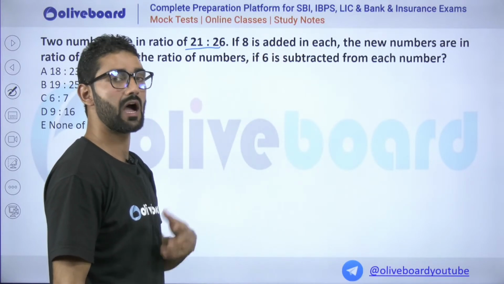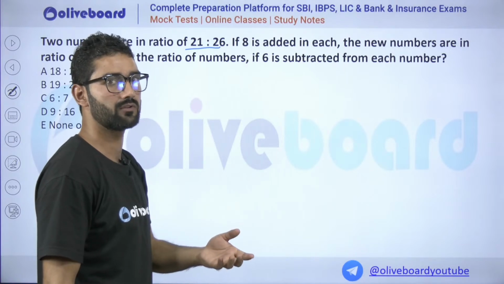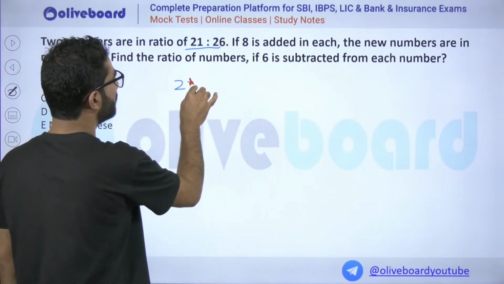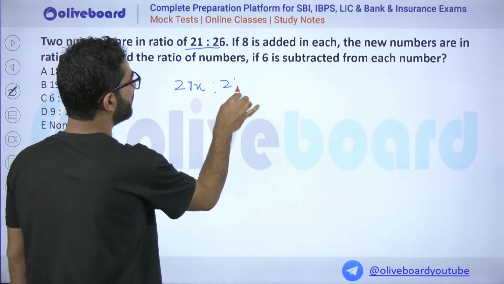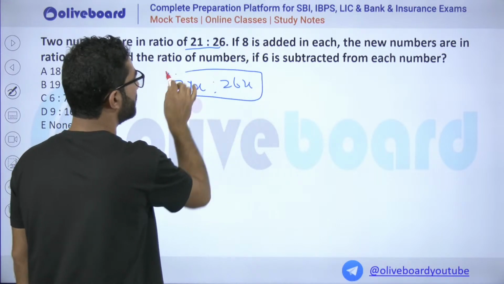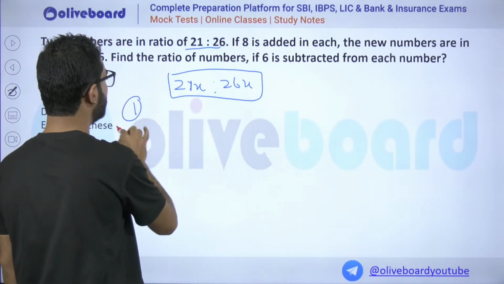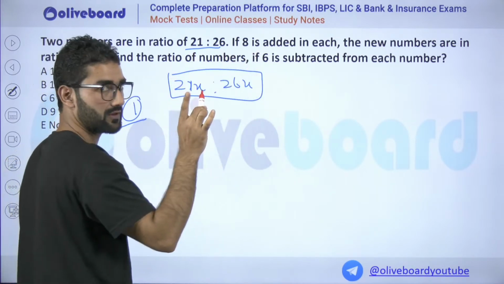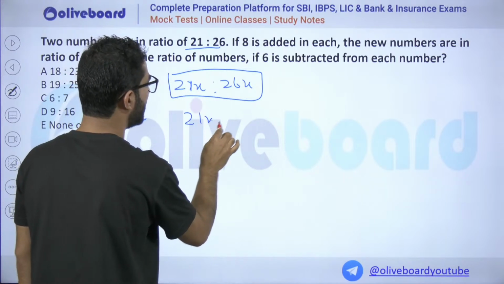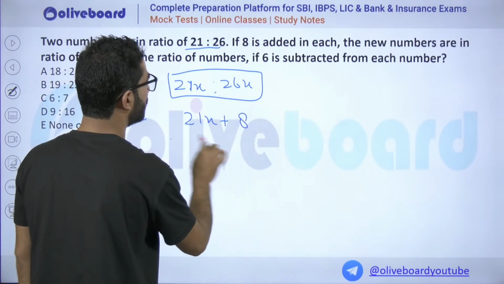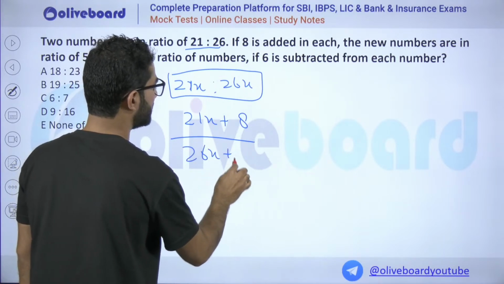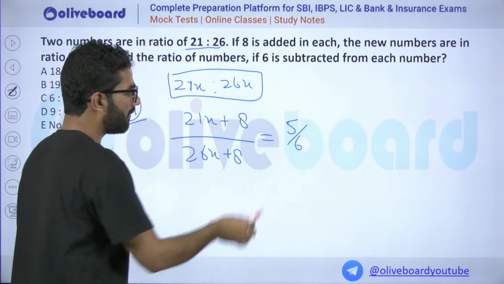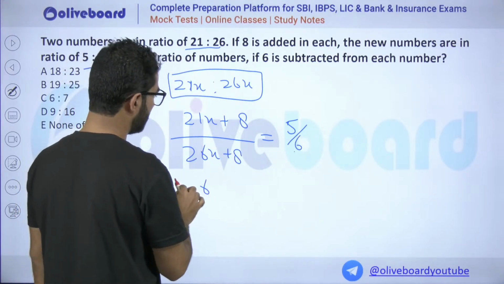Before subtracting 6, I should have the exact value of the numbers. So I'm going to find out the exact value of the numbers first. So the numbers will be 21x and 26x. If I assume these are the numbers, applying the first condition. What is the first condition? If 8 is added to each, the numbers are in the ratio of 5:6. What does that mean? If I add 8 to 21x, and also 8 to 26x, the ratio becomes 5/6. Now I can cross multiply, it will be like 6.